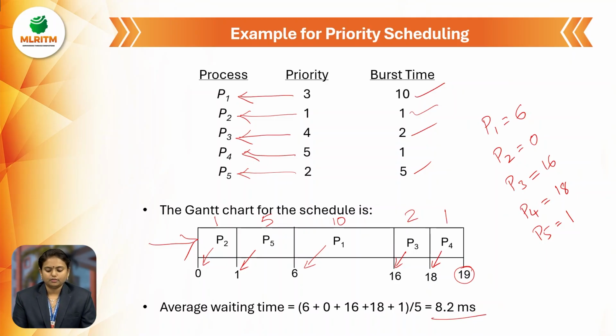So in this scheduling algorithm, the CPU gives a priority to each process. Based on the priority, the process will enter into the CPU. After completion of execution, it exits from the CPU.